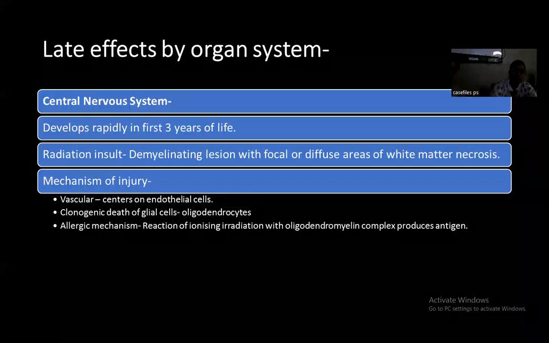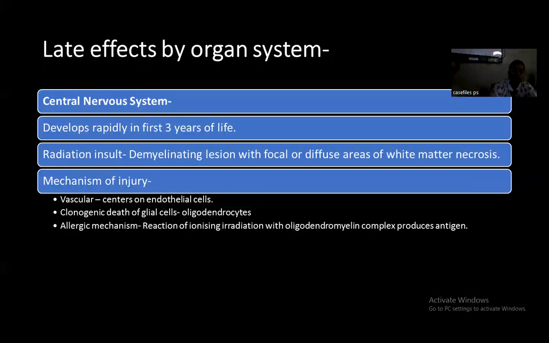The mechanism of injury can be explained by, first, vascular, that is centered on endothelial cells. Second is clonogenic death of glial cells, that is oligodendrocytes. And third is via an allergic mechanism, where reaction of ionizing irradiation with the oligodendromyelin complex produces an antigen.